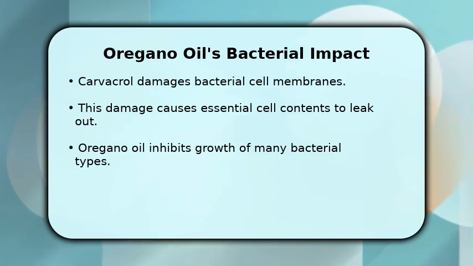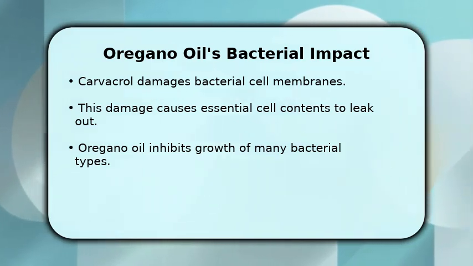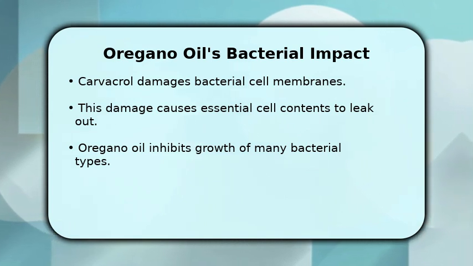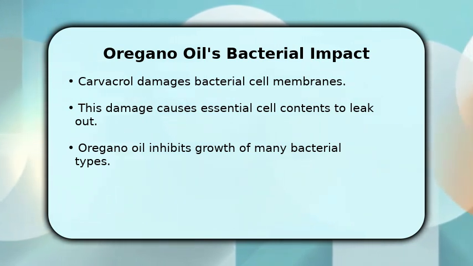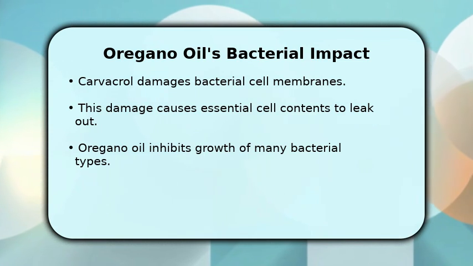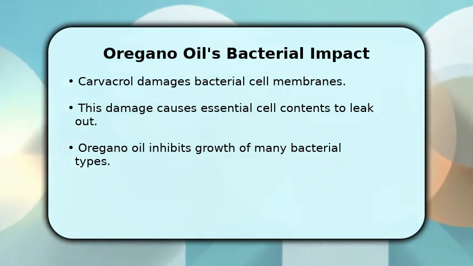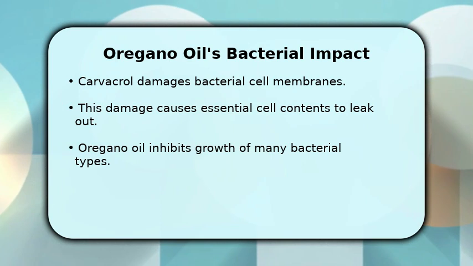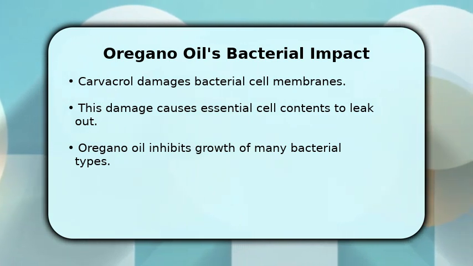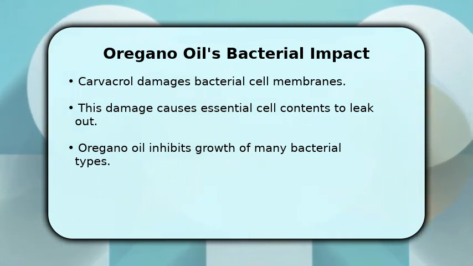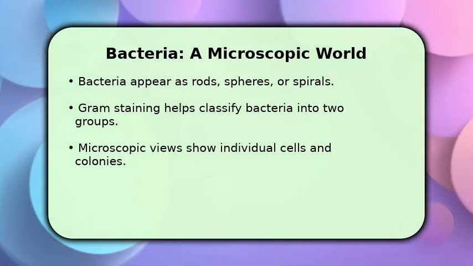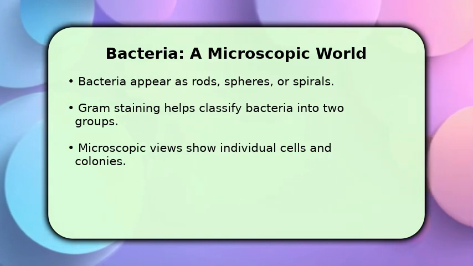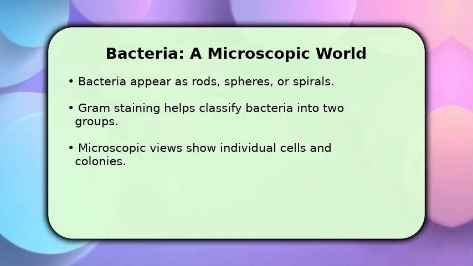Oregano oil's power comes from compounds like carvacrol, which directly attack bacterial cell membranes. This disruption causes the bacteria to lose their internal components, effectively killing them. The oil can inhibit the growth of a wide range of bacteria, and research suggests it may even be effective against certain strains that resist traditional antibiotics. It's a natural powerhouse. Under a microscope, bacteria reveal a fascinating world of diverse shapes, including rods, spheres, and spirals.